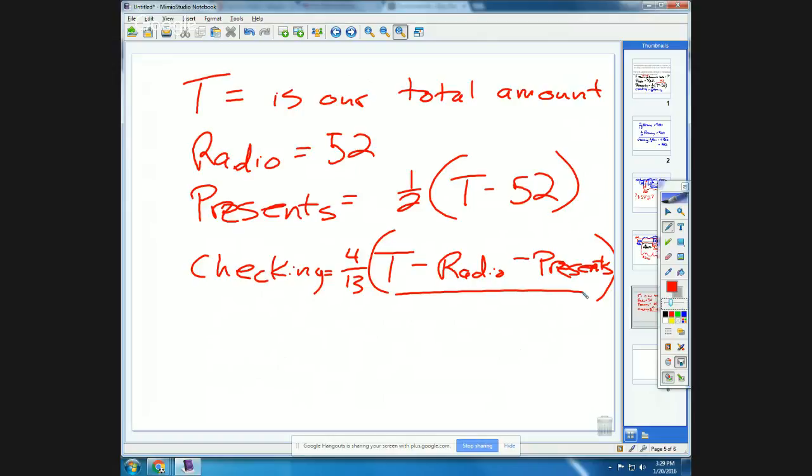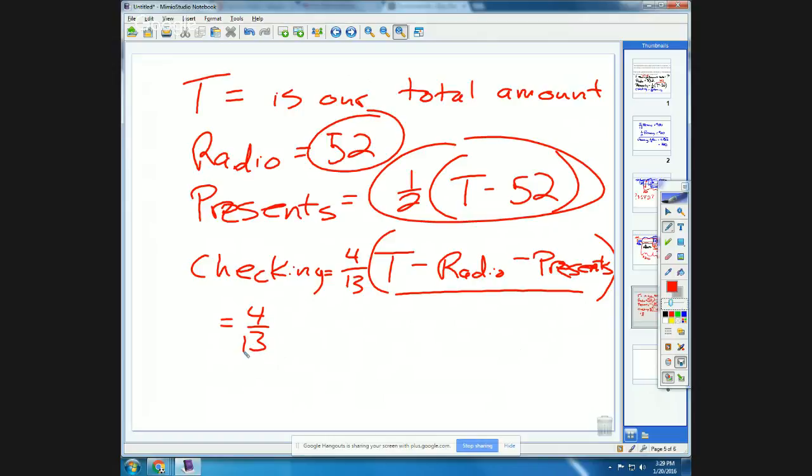Now I've got way too many variables here, right? I don't want to use a variable for radio and a variable for presents because I actually have defined what each of those means. So I can redefine this checking part. The checking is really 4/13 of the total minus, well, radio is easy, that's just 52, right? Minus presents. What's the presents worth? Half of parentheses, and I gotta write it like that. Half of the total minus 52. Close the presents parentheses, close the checking parentheses.